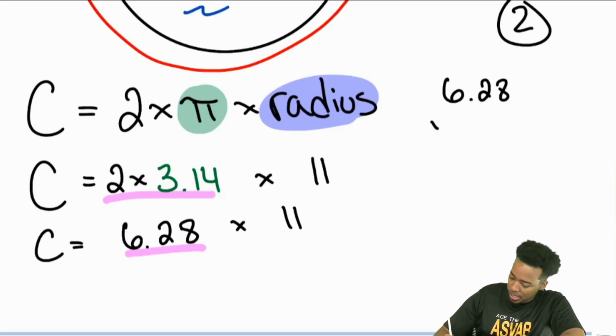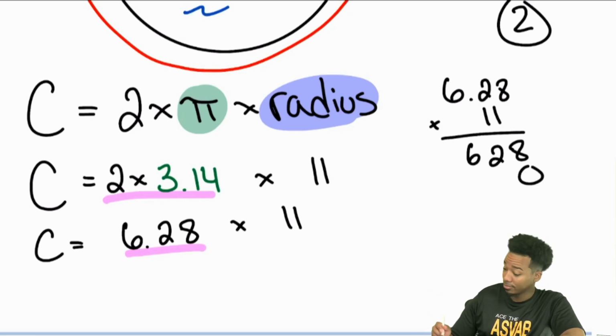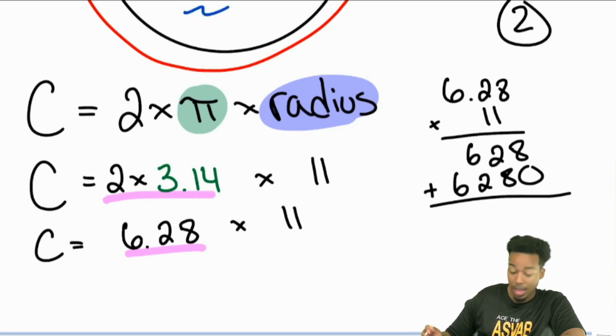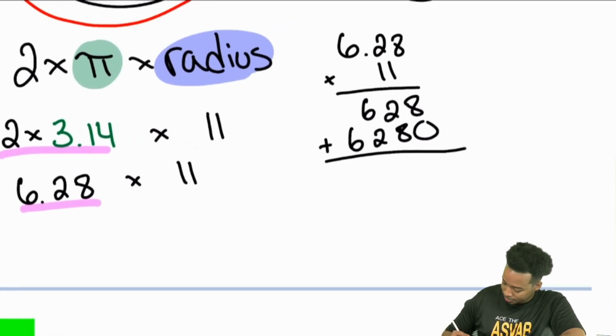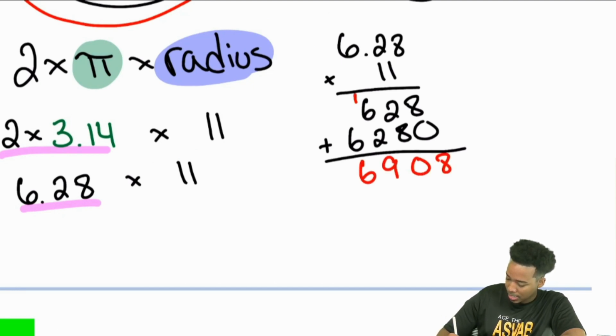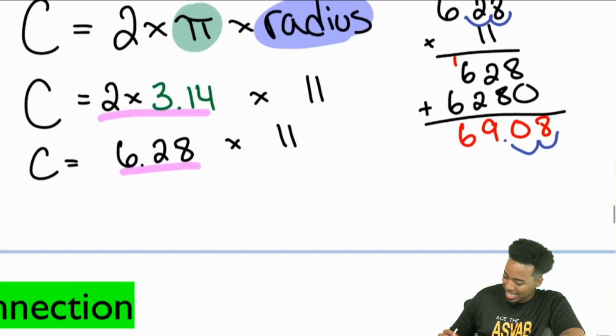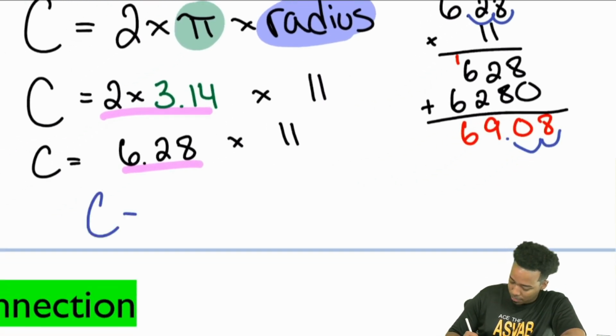Here we go. 6.28 times 11, 8 times 1, 2 times 1, 6 times 1. Next line. 8 times 1, 2 times 1, 6 times 1. I'm going to add this all back together now. That was so hard. Wow. Here we go. Lastly here, I'll go ahead and use red. We got 8, 10, carry the 2, 9, and 6. A total of how many decimal places? 1, 2, 1, 2. So that's going to be 69.08 as the circumference.